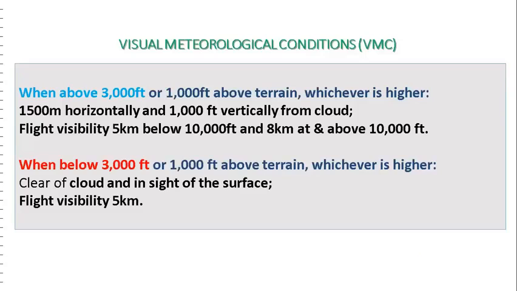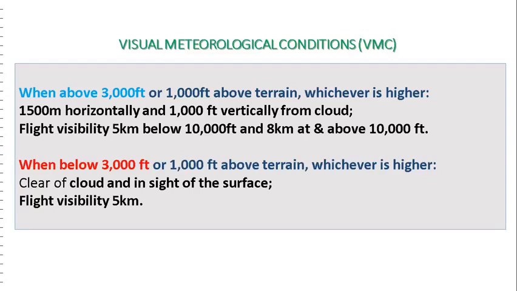So VMC conditions are, if the aircraft is above 3,000 feet or 1,000 feet above terrain, whichever is higher, 1,500 meters horizontally and 1,000 feet vertically from clouds. To remember this, remember that all vertical separations are in feet only. So 1,500 meters horizontally away from the cloud, and 1,000 feet vertically from the cloud. And flight visibility 5 kilometers below 10,000 feet and 8 kilometers at and above 10,000 feet.